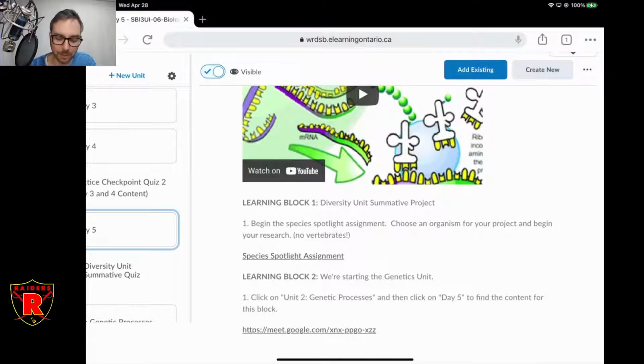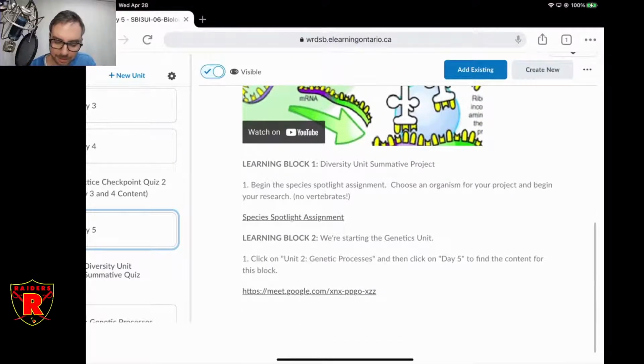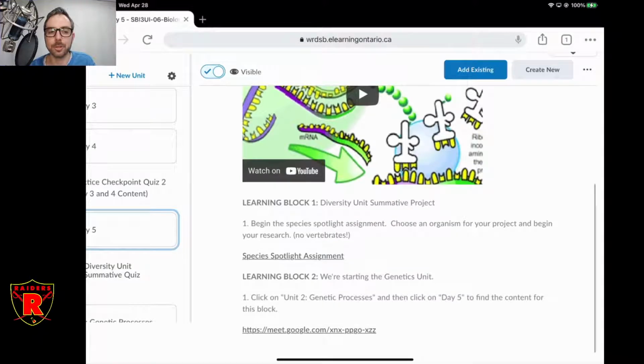Okay, so those are the things that are coming due. Basically, Block 1 is your opportunity to do those things. Okay, not the quiz. The quiz is for Learning Block 3, but Block 1, now until the break, is your time to work on your species spotlight assignment, and you can just hand in your vocabulary list.